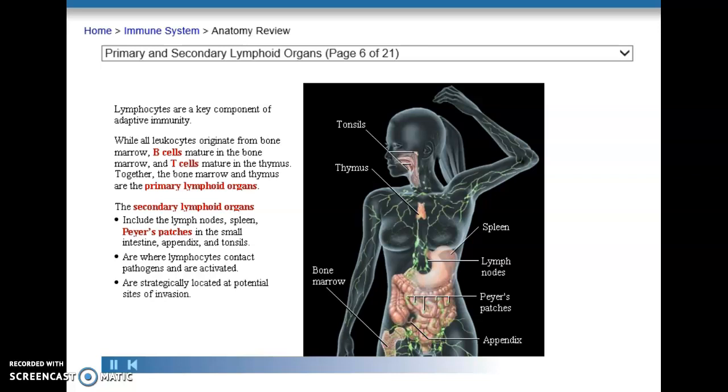Like the guard stations of a castle, many of these secondary lymphoid organs are also strategically located at sites where invasions are likely. For example, the tonsils guard the nose and mouth from invaders, whereas Peyer's patches and the appendix guard against invasion from the digestive tract. Secondary lymphoid organs also house macrophages and other immune system cells.